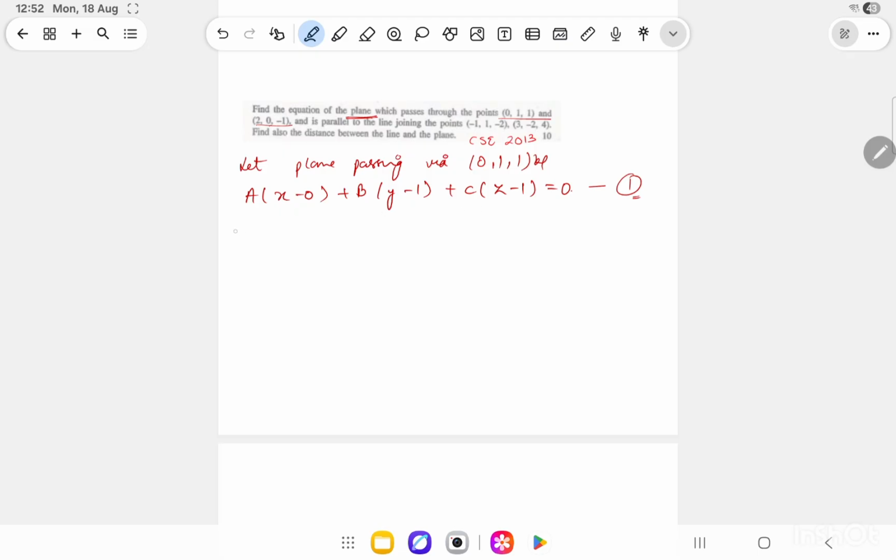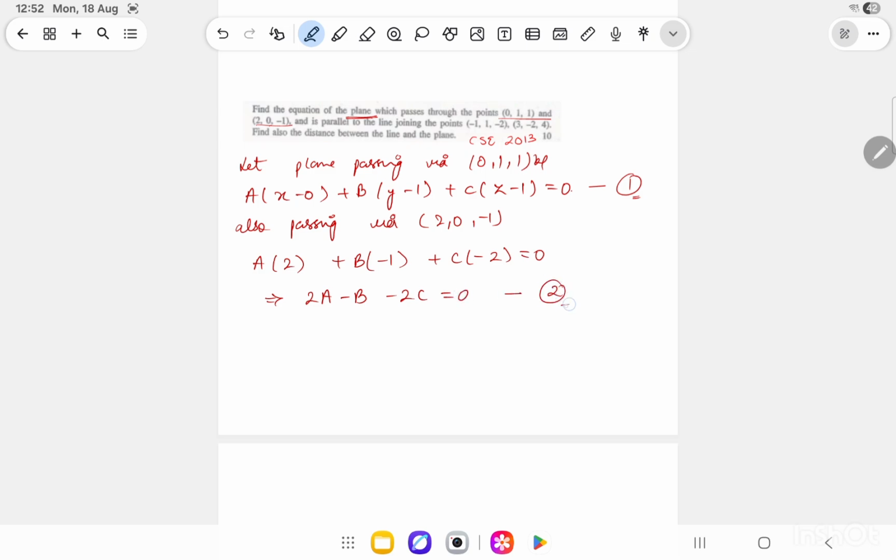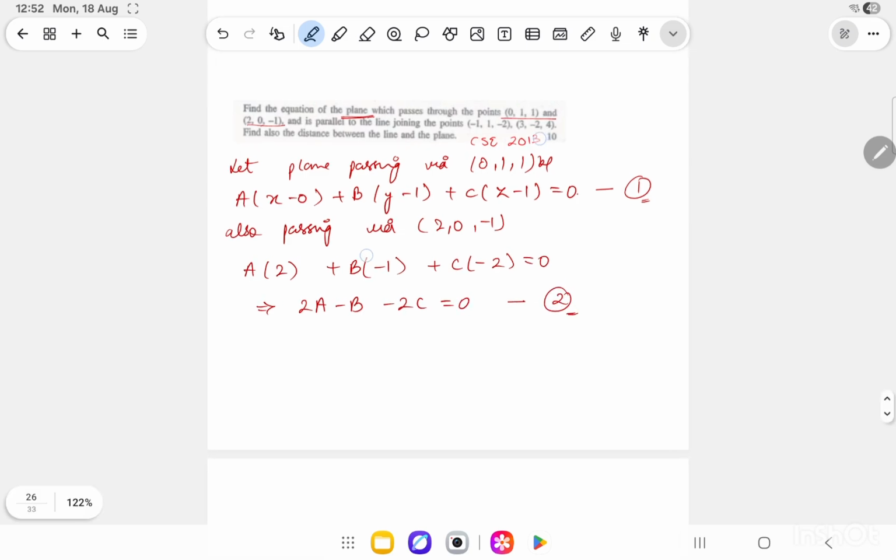So by that we'll get, also passing via (2, 0, minus 1), a into 2 plus b into minus 1 plus c into minus 2 equals 0, which is 2a minus b minus 2c equals 0. Let us name it as equation 2. It further says that the equation of plane which is passing through these 2 points is parallel to the line joining these.